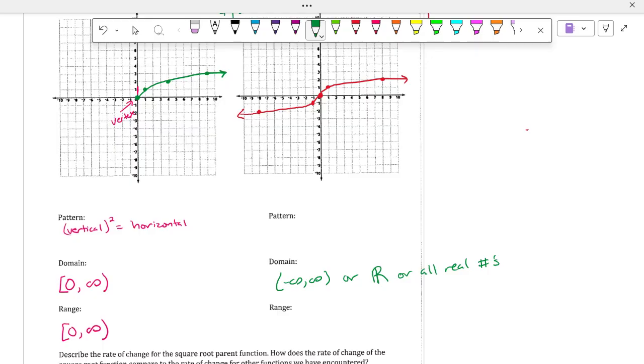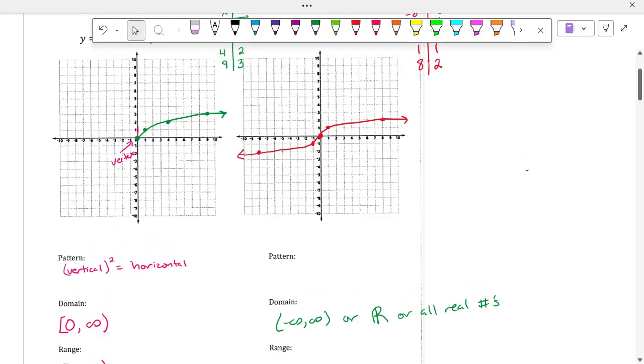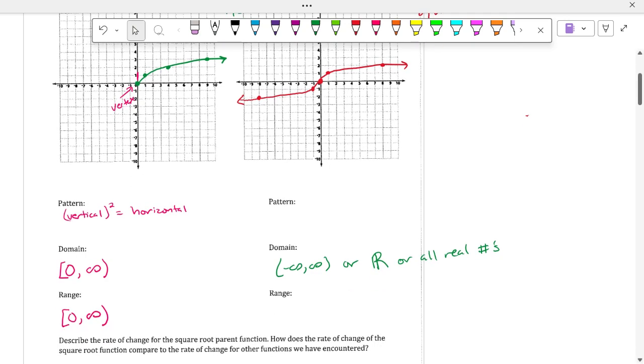What about the range? It's also all real numbers. So even though it's going up very, very slowly, it's still going up. It's just that there's not a big rate of change with the graph. So it's still all real numbers.